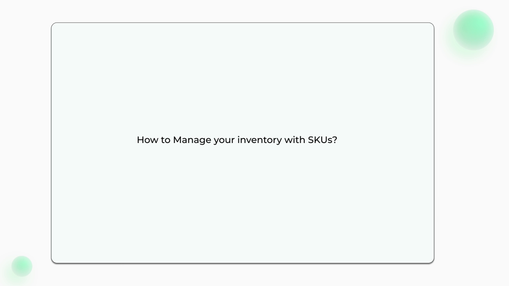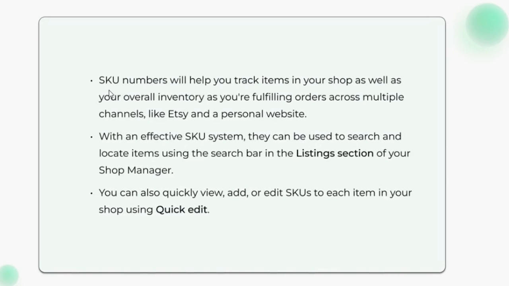How to manage your inventory with SKUs. SKU numbers will help you track items in your shop, as well as your overall inventory, as you're fulfilling orders across multiple channels, like Etsy and a personal website. With an effective SKU system, they can be used to search and locate items using the search bar in the listings section of your shop manager. You can also quickly view, add, or edit SKUs to each item in your shop using Quick Edit.